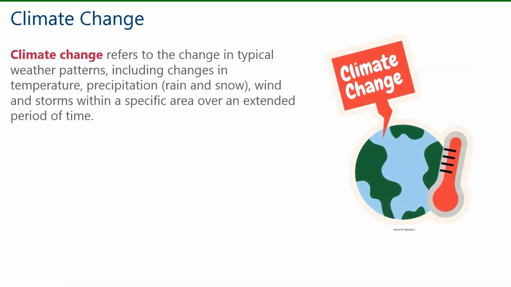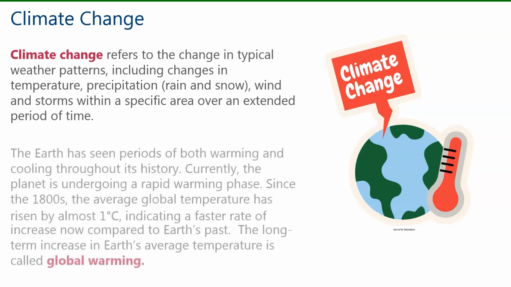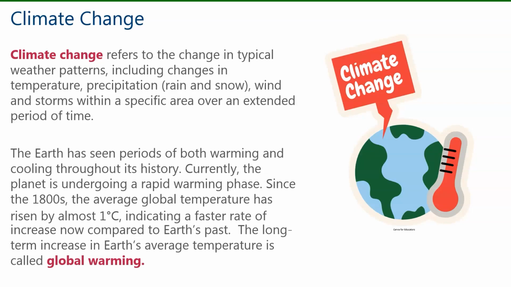Climate change refers to the change in typical weather patterns, including changes in temperature, precipitation like rain and snow, wind and storms within a specific area over an extended period of time. The Earth has seen periods of both warming and cooling throughout its history. Currently, the planet is undergoing a rapid warming phase. Since the 1800s, the average global temperature has risen by almost 1 degree Celsius, indicating a faster rate of increase now compared to Earth's past. The long-term increase in Earth's average temperature is called global warming.